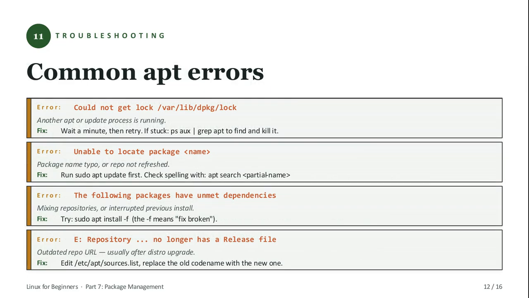Now, sooner or later, apt will throw an error at you, so let's demystify the usual suspects. A lock file complaint just means another apt process is already running. Wait it out, or hunt it down with ps -oxe and grep. Unable to locate package almost always means you forgot to run sudo apt update, or you fat-fingered the name. Unmet dependencies? Try apt install -f to fix what's broken. And if a repo says it no longer has a release file, that's usually left over from a distro upgrade. Pop open sources.list and swap in the new codename. None of these are scary once you know what they're really telling you.